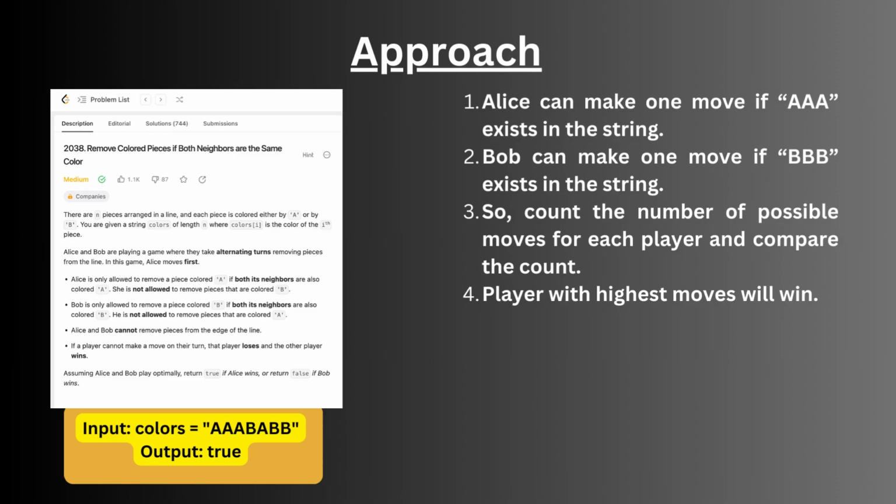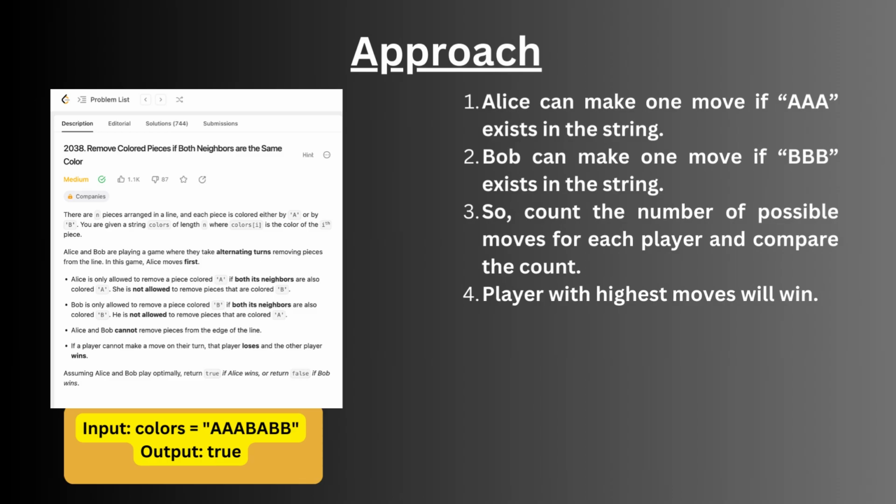Now how to approach this problem? Alice can make a move if the pattern AAA exists in the given string, and Bob can make a move only if the pattern BBB exists in the given string. So this can be simplified as counting the number of possible moves for each player, that is, the number of possible AAA and BBB present in the given string, and we'll compare the counts. If the number of moves that can be made by Alice is more, then Alice wins and we return true; otherwise Bob wins and we return false.